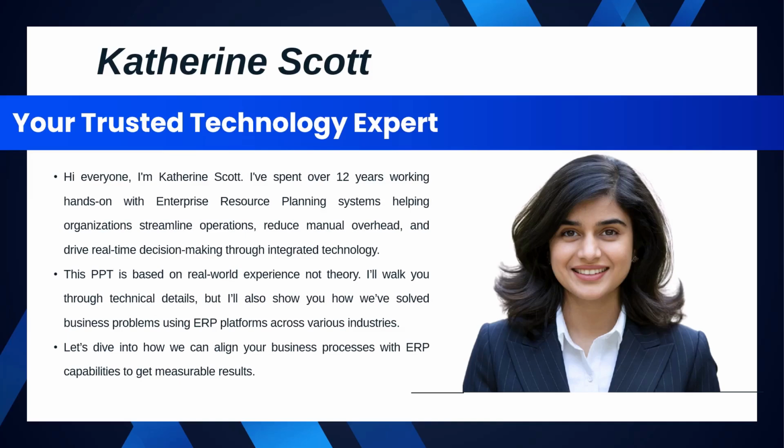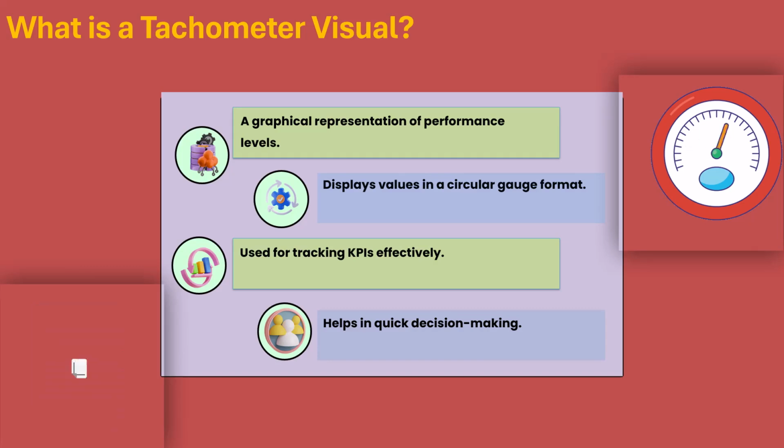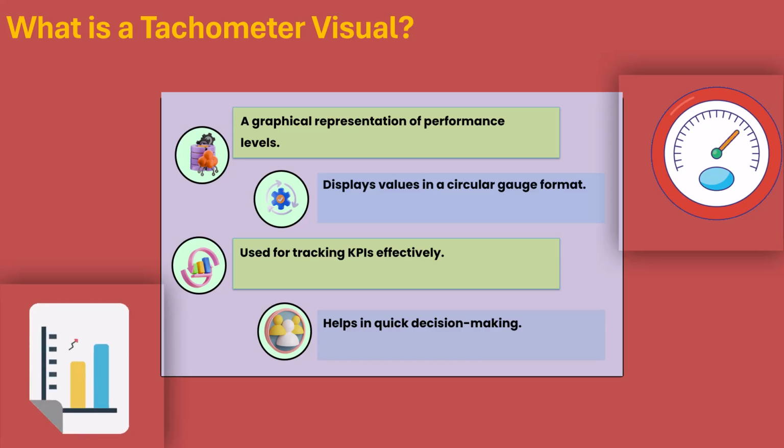a game changer. A tachometer visual is like a fancy speedometer for your data. It shows performance levels in a simple circular gauge, making it easy to spot trends at a glance. Think of it as a dashboard for decision makers, quick, intuitive, and precise. Whether you want to measure sales targets or operational efficiency, this visual makes interpreting complex data a breeze. Let's explore how it works.